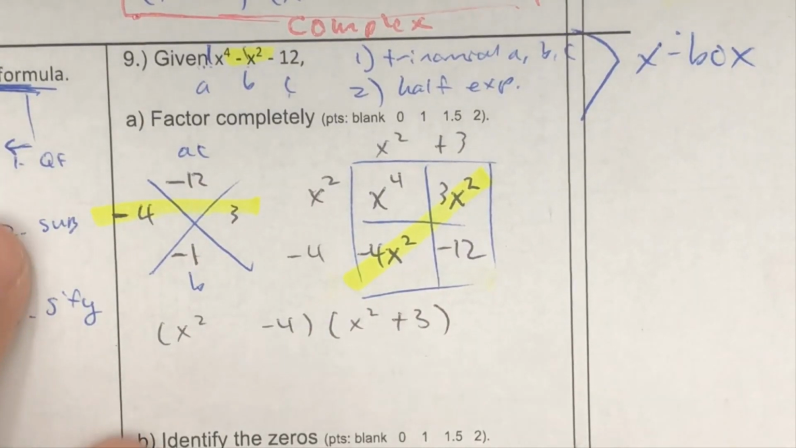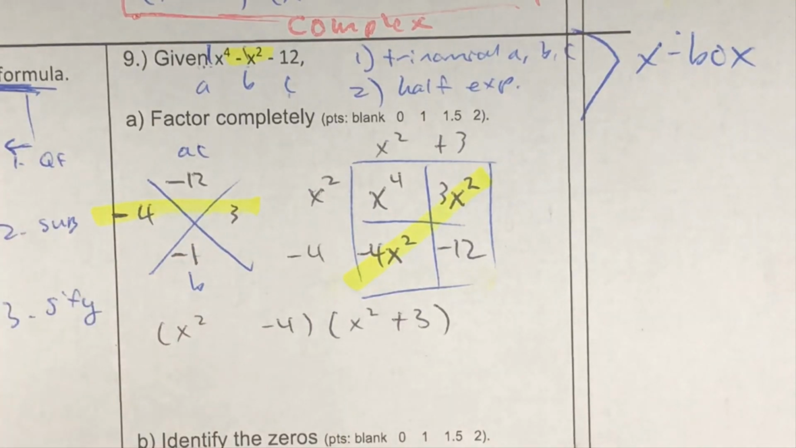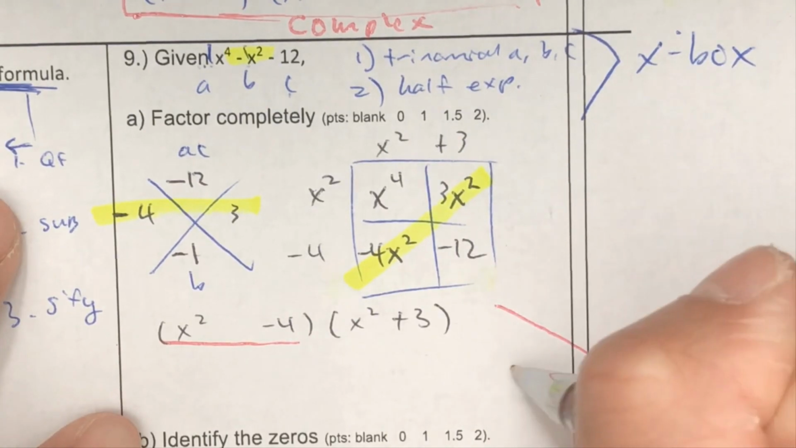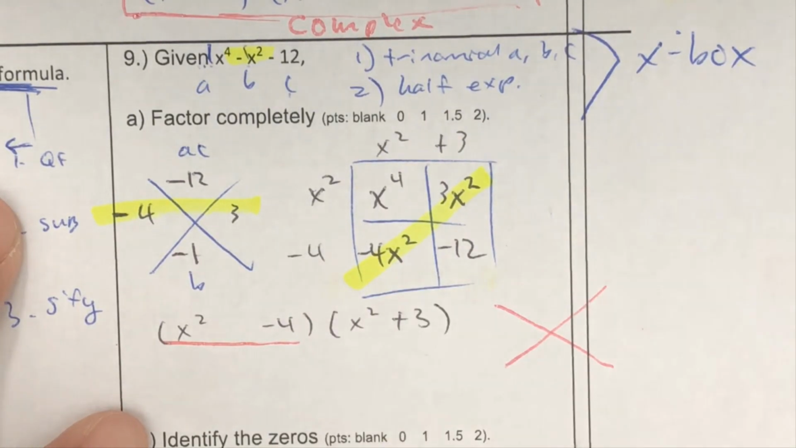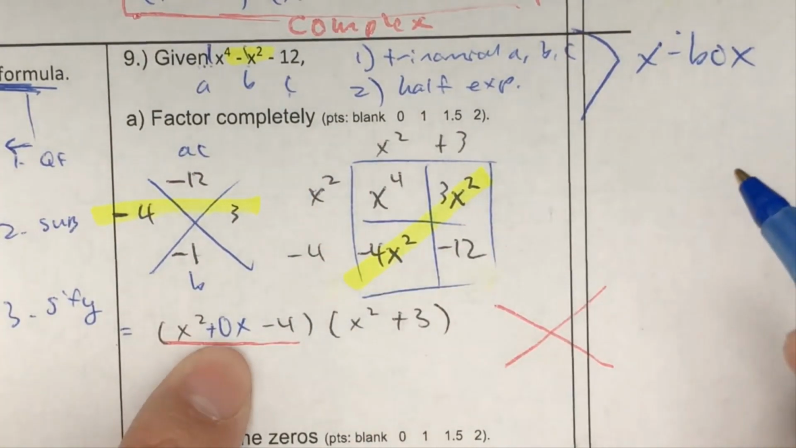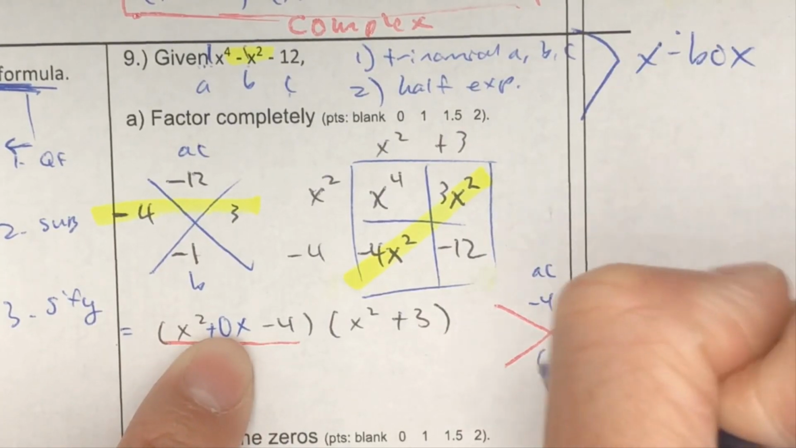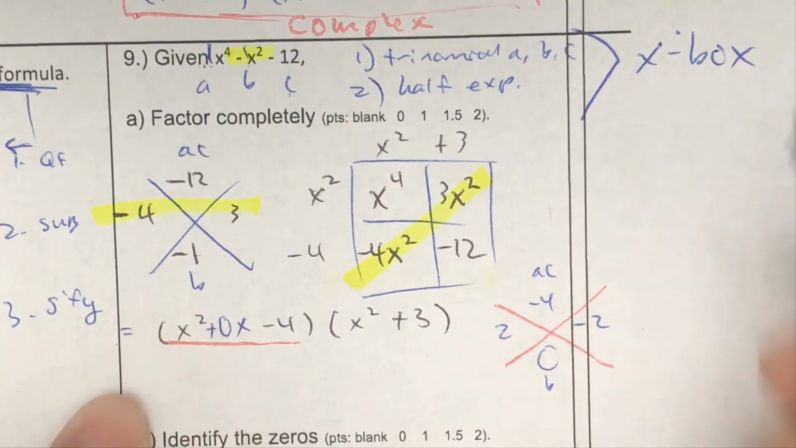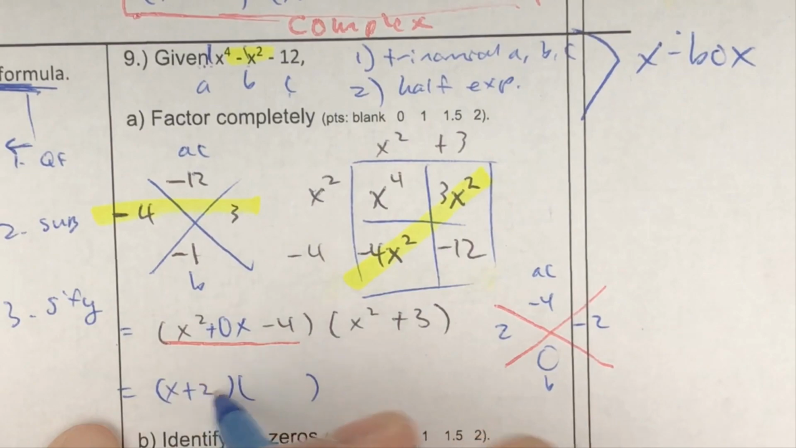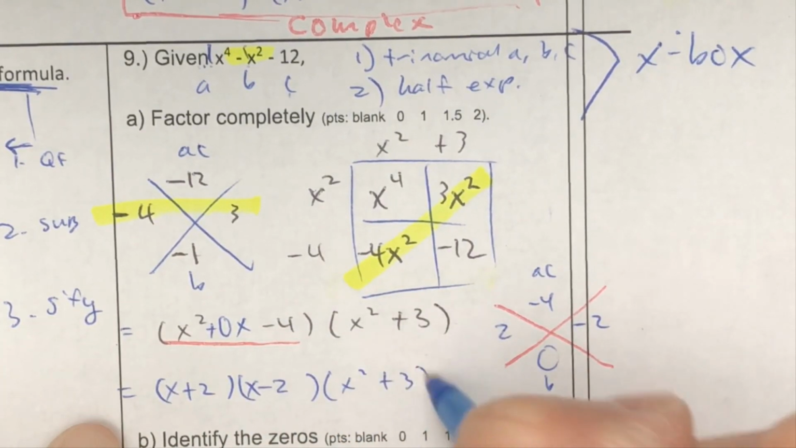But here, if you would recognize, you have to factor that one again. And that's why I drew a kind of a big space right there. If you had put a 0x here, you would have gone a times c is negative 4, your b value is 0, and your two numbers are 2 and negative 2. So to factor the red, it would be x plus 2, x minus 2. And then this one would just be x squared plus 3.